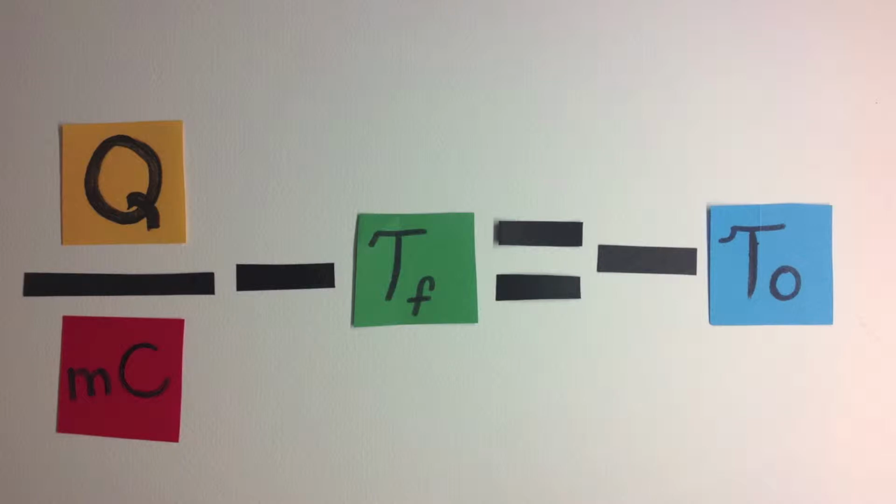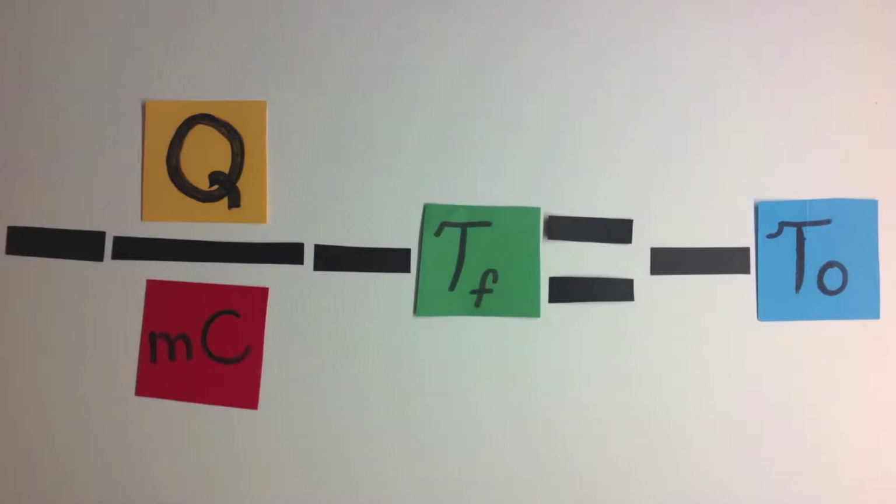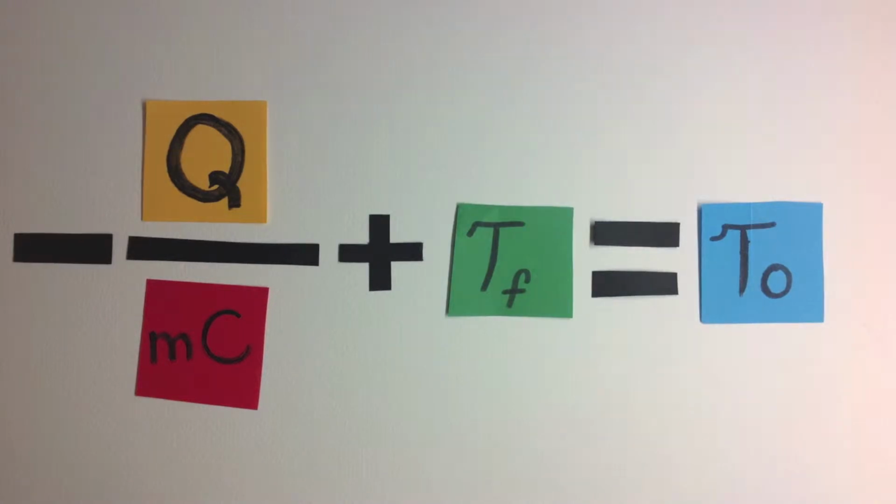We're almost done. We just need to make TO positive. In order to do so, we multiply both sides by minus 1. Q over MC is a positive term, so multiplying it by minus 1 makes it negative. TF is a negative term, so multiplying it by minus 1 makes it positive. Finally, TO becomes positive. This is the final answer.